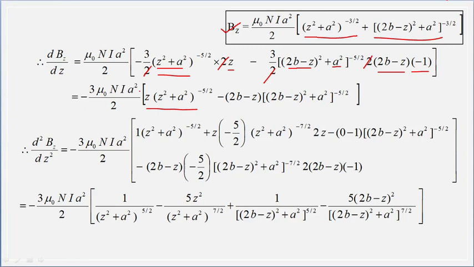Then again we differentiate. You differentiate this again with respect to z. Then here this term is constant, comes as a constant multiple. Then derivative of this z into (z square plus a square) raised to minus 5 by 2. So derivative of the product. So derivative of first term into second term plus first term into derivative of the second term.